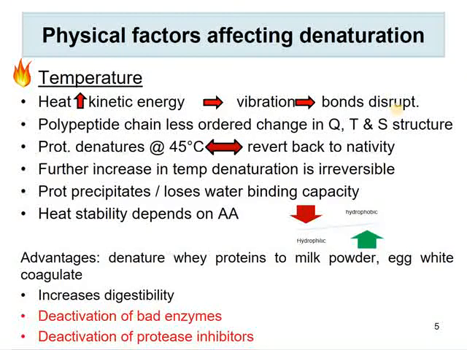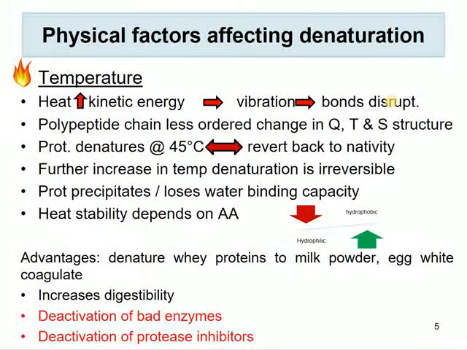So in terms of the proteins that we have, your hydrophilic amino acids are the easiest to denature, and your hydrophobic amino acids are much more resistant to denaturation than your hydrophilic, but eventually they become denatured. In terms of temperature, as much as we complain about the loss of water binding capacity, there are some advantages to protein denaturation due to temperature.